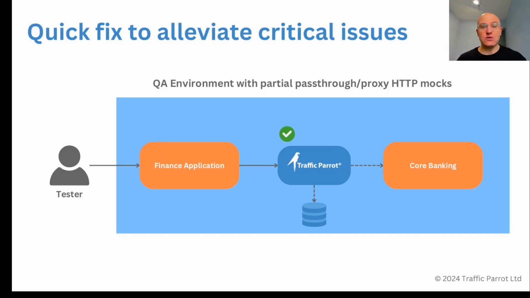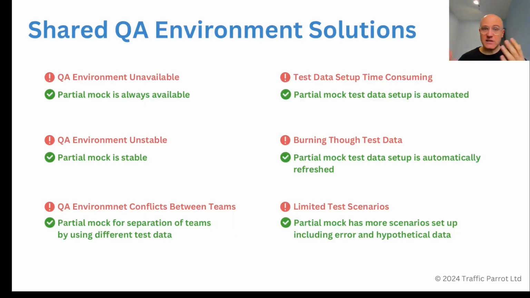What we can do is use partial pass-through or proxy HTTP mocks. The way this works is we're going to have Traffic Parrot as an HTTP pass-through proxy mock, and based on the test data that it is configured with, for some test data it will return mocked responses, and for some test data it will return the real responses. That way you're able to work with the real data, with the real core banking system if you want to, but if it goes down, is intermittently unavailable, returns errors, or you have test data setup issues and need additional test data, you can set that up in Traffic Parrot in your mocked responses.